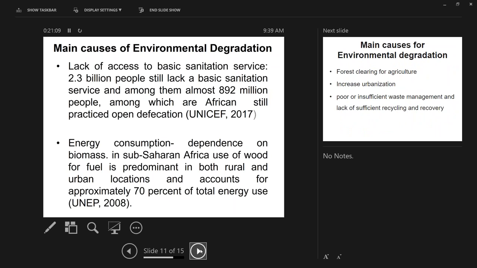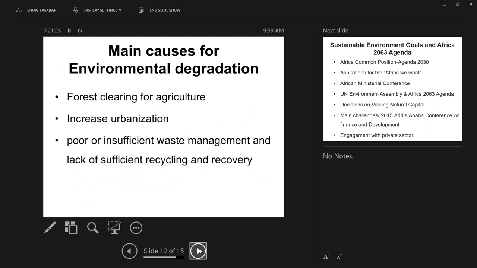Another cause is forest clearing for agriculture, where forests are degraded, increased urbanization, which I talked about, poor or insufficient waste management, and lack of sufficient recycling and recovery.